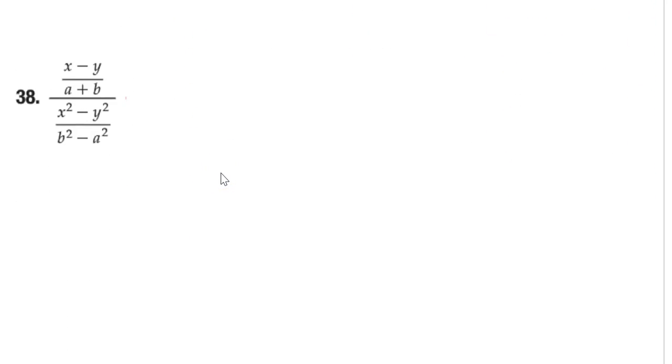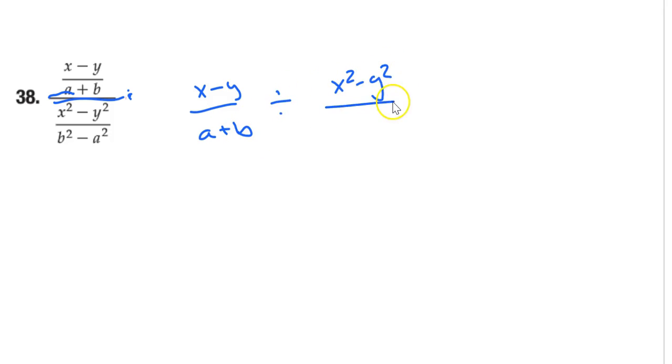Right, so the last one we're going to do is right here. Same idea, right? We're going to go, okay, this is a divide sign. So it's just x minus y over a plus b, divided by y squared minus x squared over b squared minus a squared. Right, we have that. Again, that means flip the right hand side. We're going to flip it. That's what divide means. So multiply by the reciprocal of the right hand side.